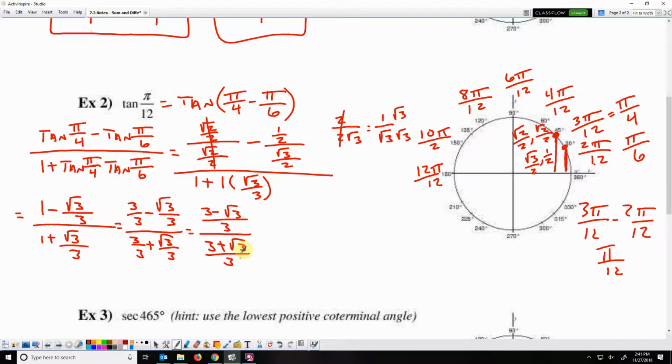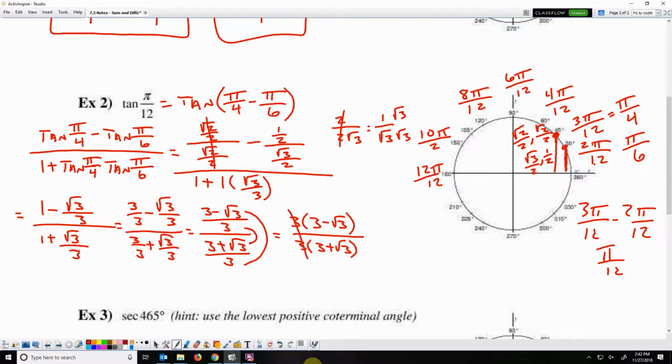Okay? If I do an outer loop, I get 3 times 3 minus root 3, and I'm not going to distribute that, and you'll see why in a moment. And the inner loop gives me a denominator, 3 times 3 plus root 3. And that 3 over 3 cancels. So I have 3 minus root 3 over 3 plus root 3.